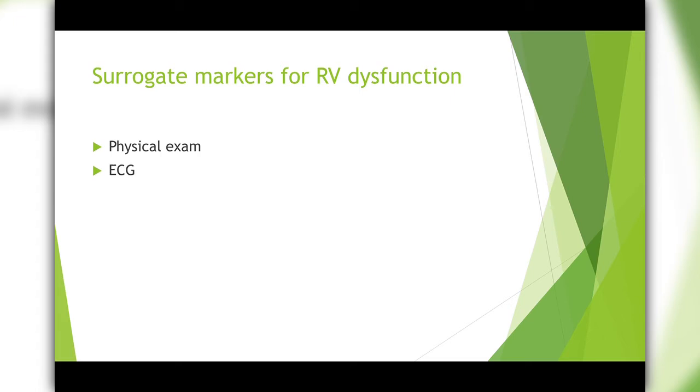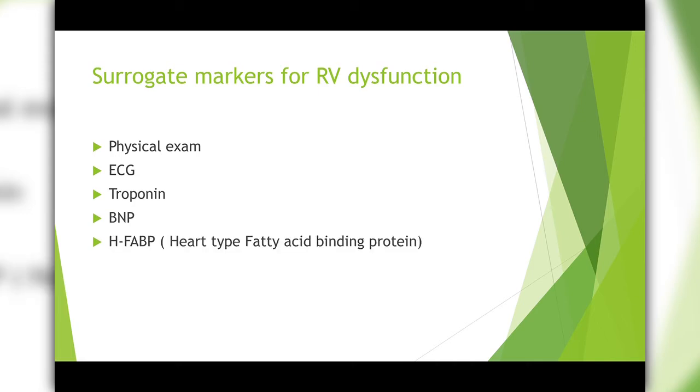ECG. Sinus tachycardia, supraventricular tachyarrhythmias, S1Q3T3, new complete or incomplete right bundle branch block, P pulmonale, ST elevation in anterior leads, T inversions in V1 to V4, troponin, BNP, and heart type fatty acid binding protein, which is a biomarker for myocardial injury.